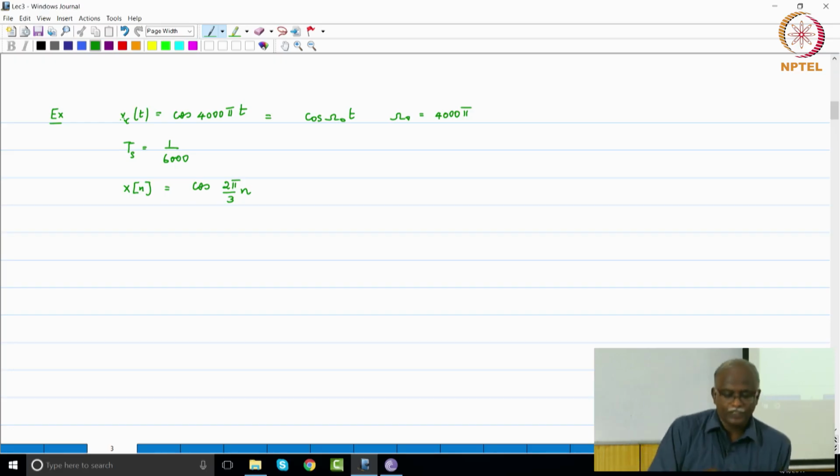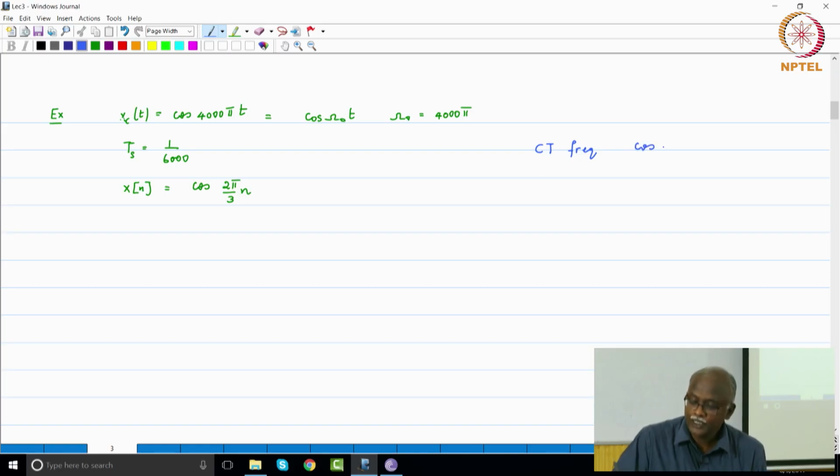Now, up to this is very straightforward, just substitute the sampling frequency and you will get this result. Now, here is a point that I would like you to note. The continuous time frequency, if you think of it as cosine omega naught t, the units of omega naught would be radians per second.